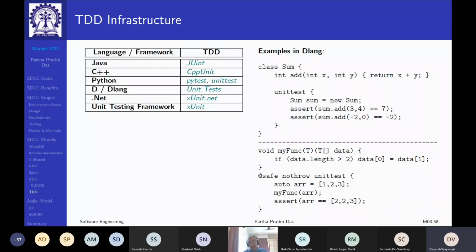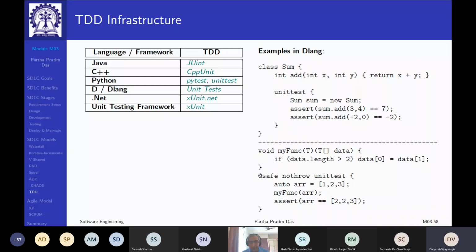Now, given this, there has been a novel thought process: why not? A JUnit or a CppUnit is a kind of library which is external to your language, because you never consider test to be a part of your development process. So D, or DLang as it is called, which is primarily inspired by C++, includes the test as a part of the language.